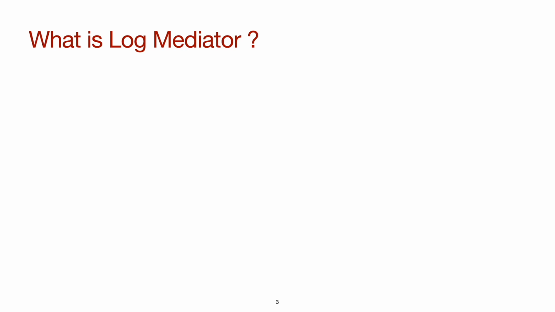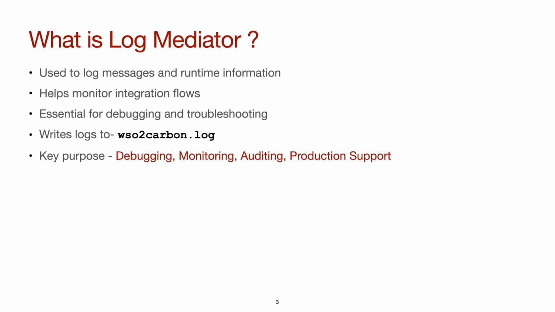So what's a log mediator? A log mediator enables the logging of messages as they flow through mediation sequences. It helps in debugging and tracking messages by printing the message content, variables, properties, and other relevant information to the console or a log file. It can be added at any point of time in the flow. Logs are written into WSO2 Carbon log file, and the key objective of using the log mediator remains debugging, monitoring, auditing, and production support.